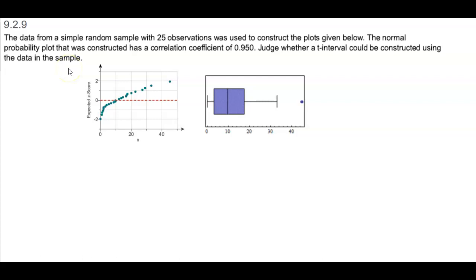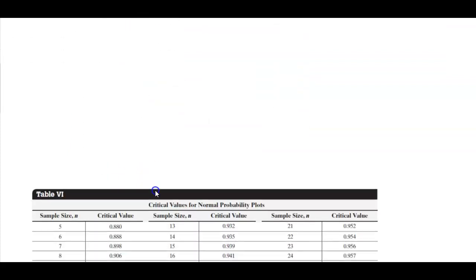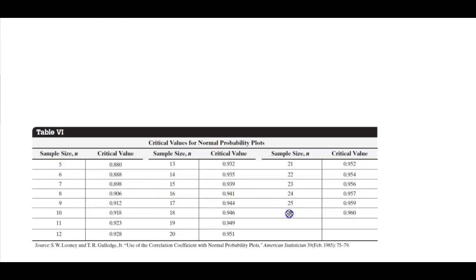Well, first, we need to identify the correlation coefficient. So we know that the correlation coefficient is given in the problem as 0.950. Okay, and then we need to find the critical value. We know that there are 25 observations, so we come down here and take a look. There is 25, which is the sample size. So the critical value is 0.959.